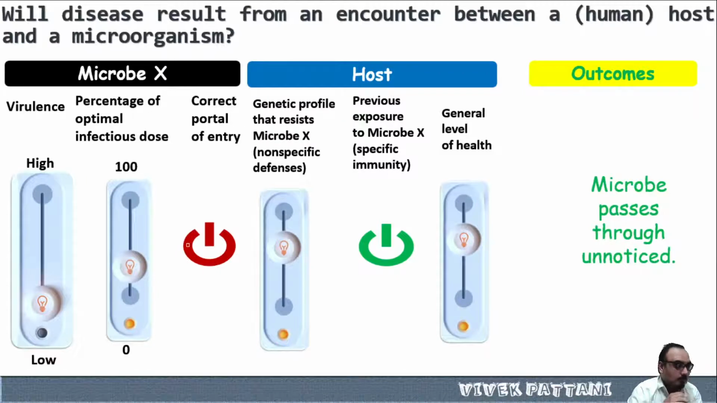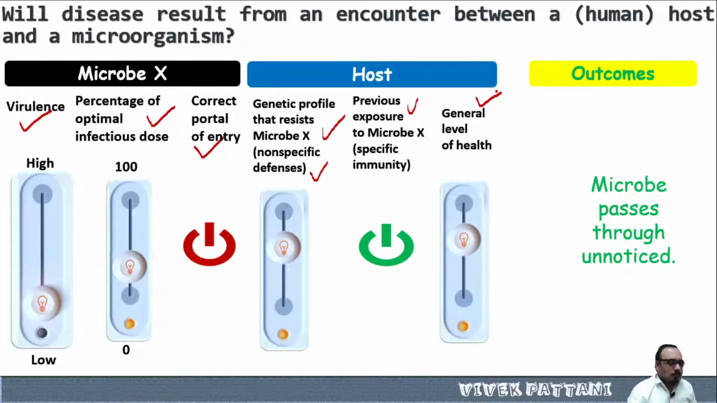So when we discuss this, the first point is virulence. The second parameter is the percentage of the optimal infectious dose. The third point is the correct portal of entry. Then from the host, it is the genetic profile that resists microbe X, basically non-specific defenses. Is there any previous exposure to microbe X? And the general health condition of the body.